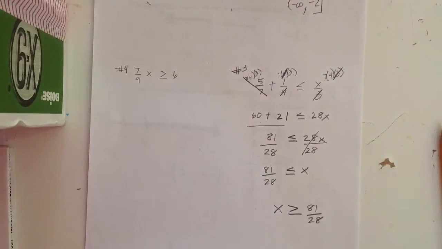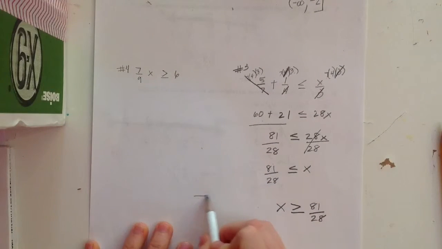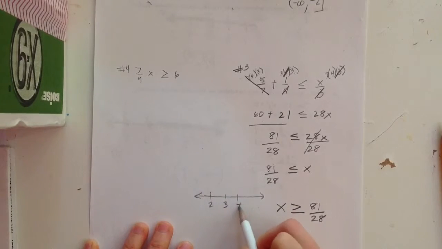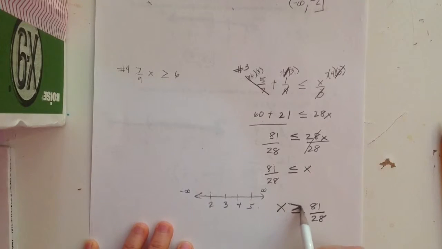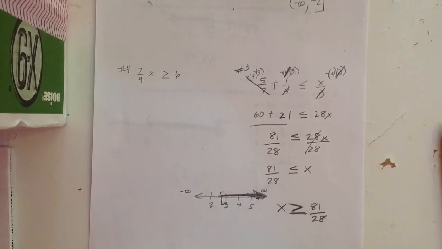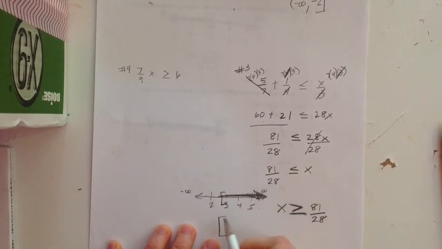This is very important if you're looking at a graph to determine which graph is correct. So this is closer to the 3, so I'm going to say 2, 3, 4, 5. And it's pointing to the right, so I'm going to shade to positive infinity, and it has a bracket. So I'm going to say there's a bracket there, and I'm shading all the way to positive infinity. My interval notation would be a bracket at 81 over 28, and it's going to go to positive infinity.